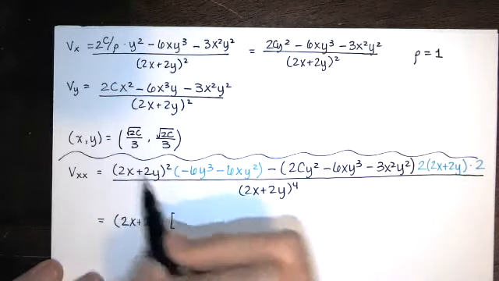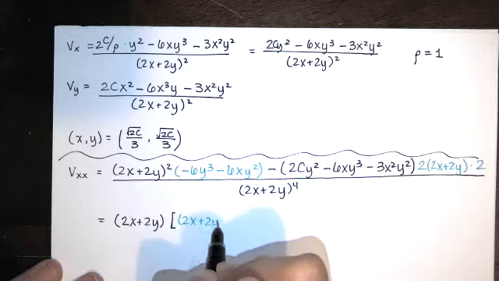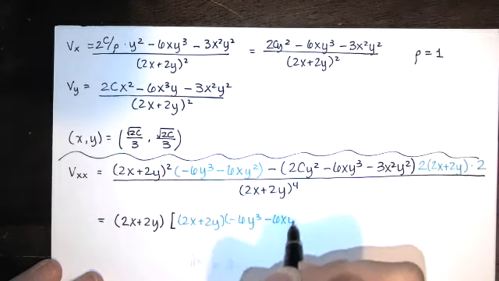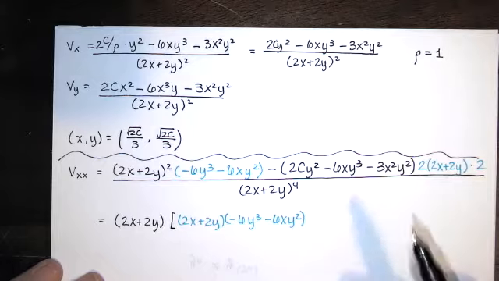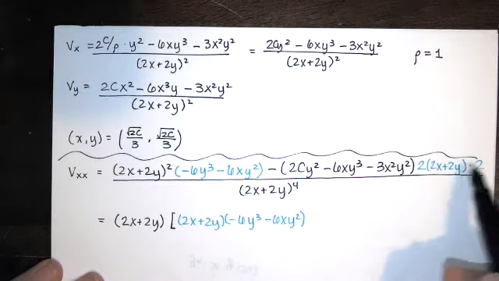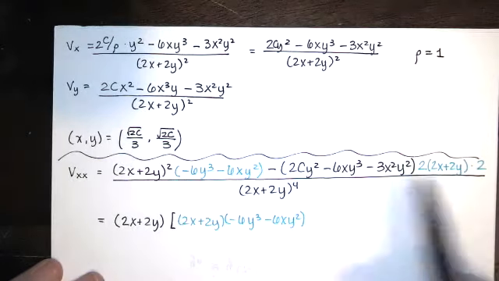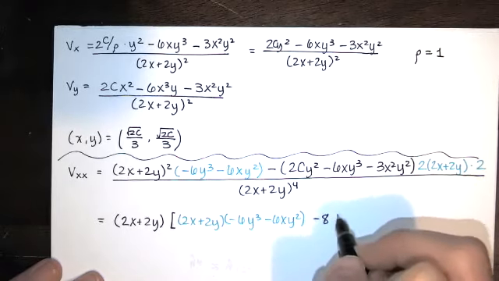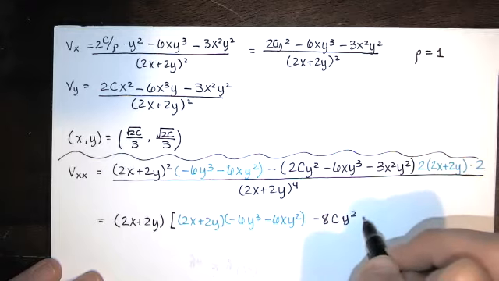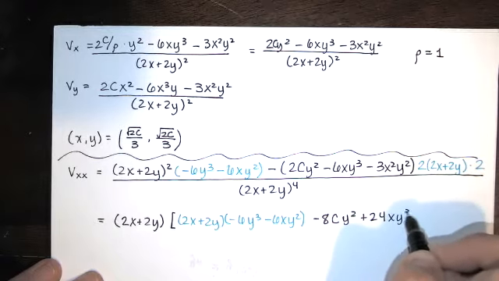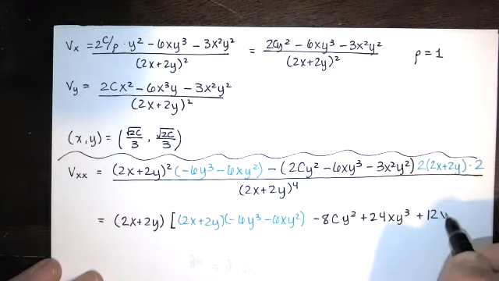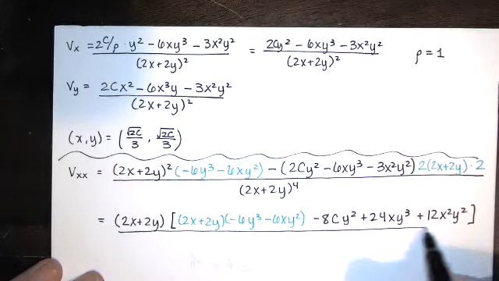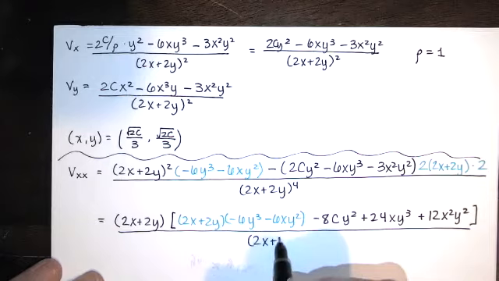Over here, I still have another 2x plus 2y and this expression. So we should distribute. And then since I factored out this, I'm just left with a 4 times a negative 1 times this. So I'll distribute a negative 4 to all of that. And all of that is being divided by 2x plus 2y raised to the 4th.